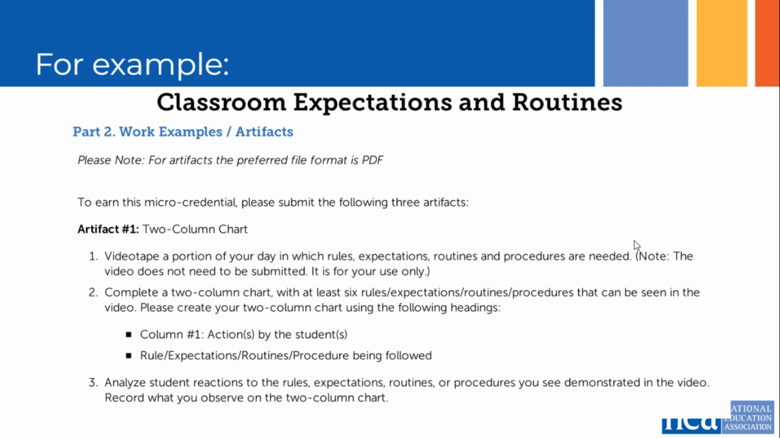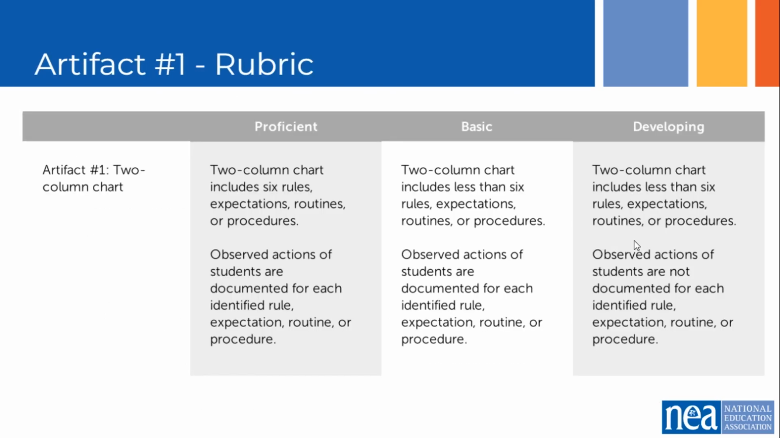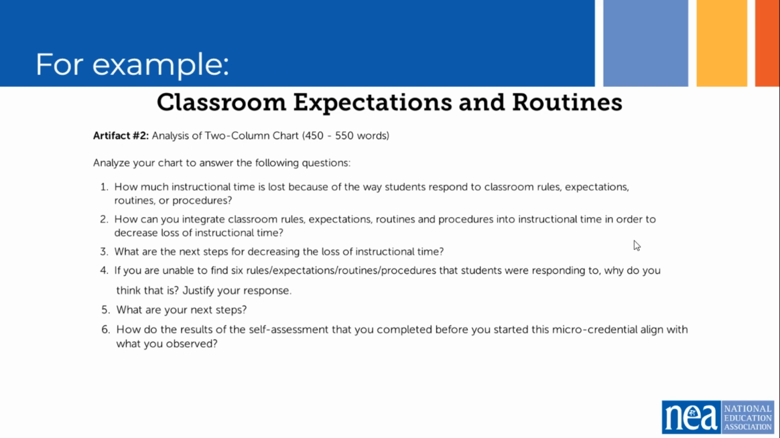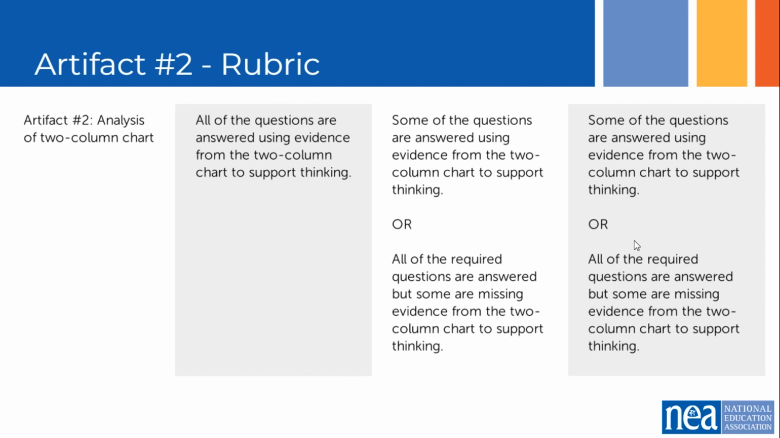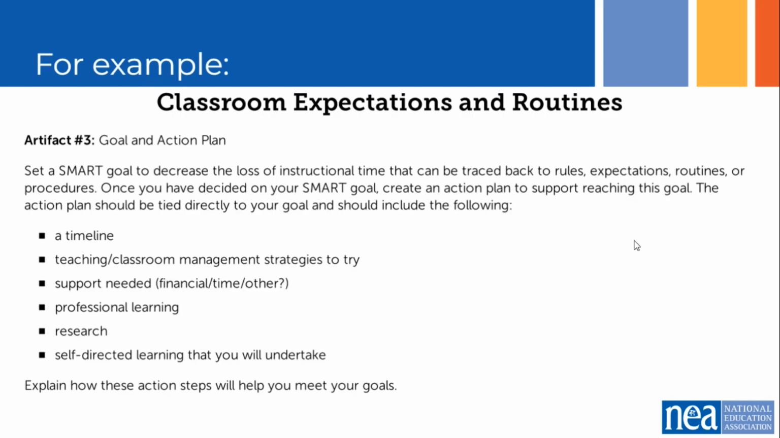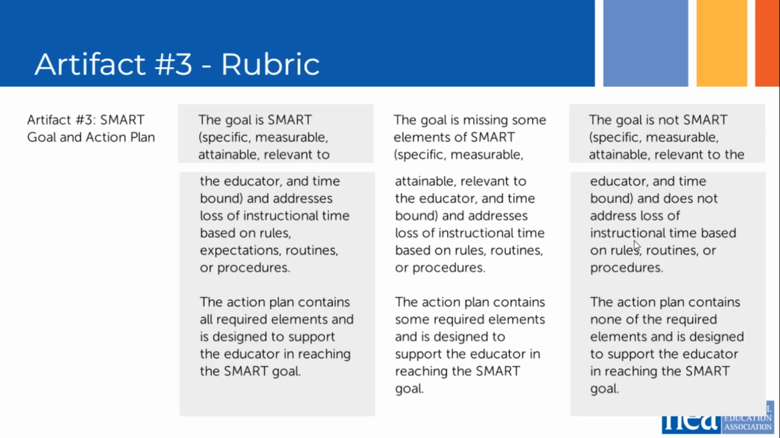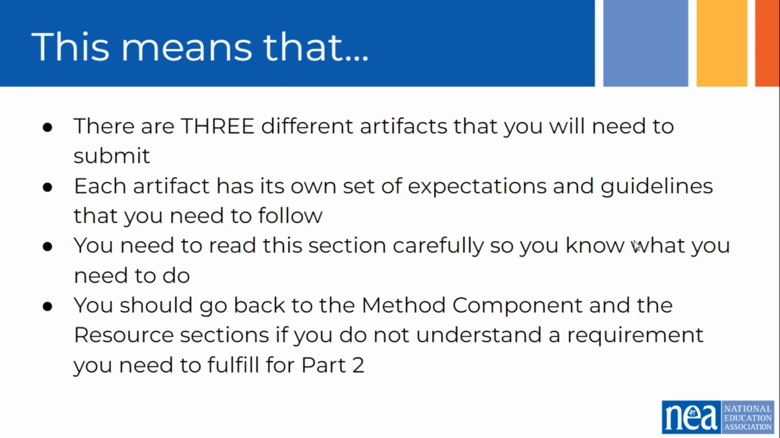For example, the Part 2 Work Examples Artifacts section of the Classroom Expectations and Routines microcredential details the submission and assessment expectations for 3 different artifacts. Artifact 1 is a 2-column chart and the rubric. Artifact 2 is the analysis of the 2-column chart and the rubric. Artifact 3 is the goal and action plan along with the rubric. This means that there are 3 different artifacts that you will need to submit.